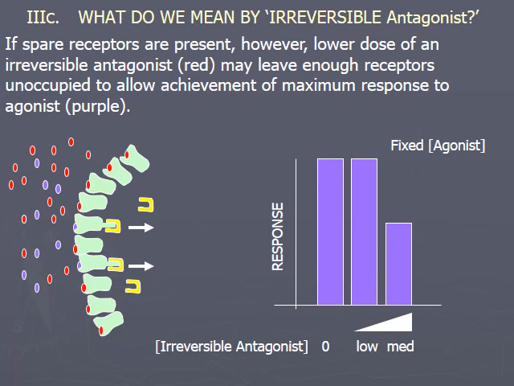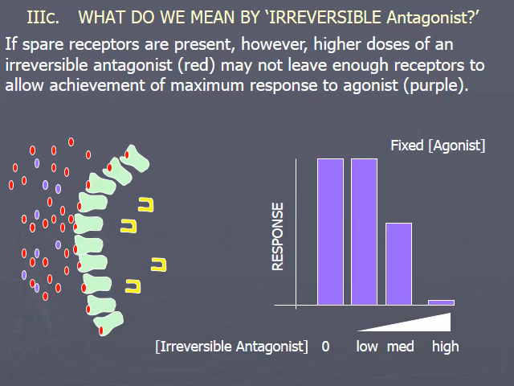And so now, as I start to increase that irreversible antagonist concentration, now I start to get in trouble because I start to bind some of the receptors that are needed, or some of the non-spare receptors. So at this concentration, whatever it is, I've lost some of my signaling molecules because of inhibition. Right? And eventually I could get a concentration of irreversible antagonists where I've just taken all the agonists away.